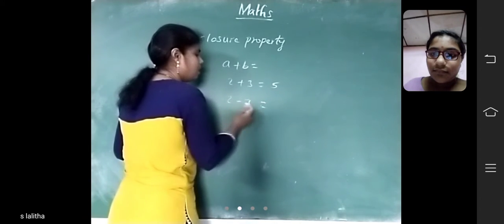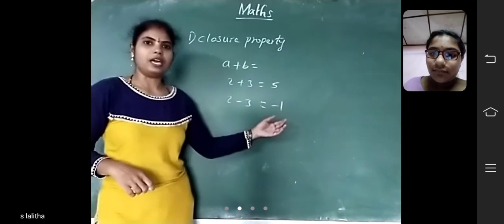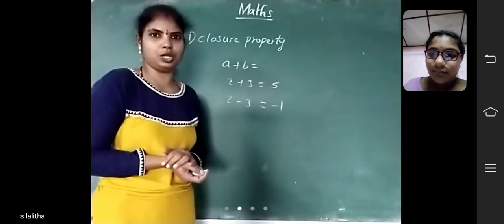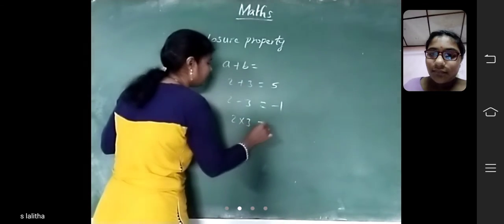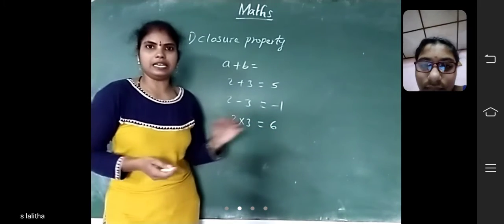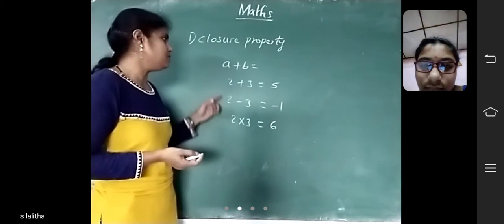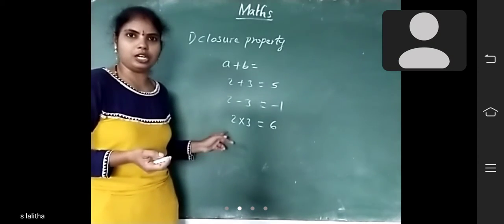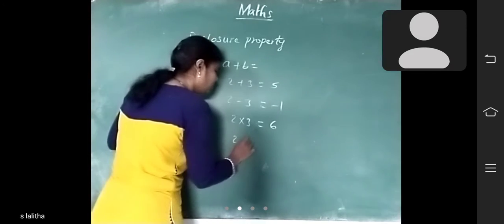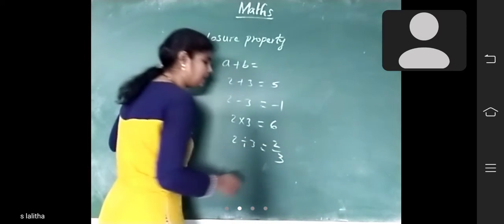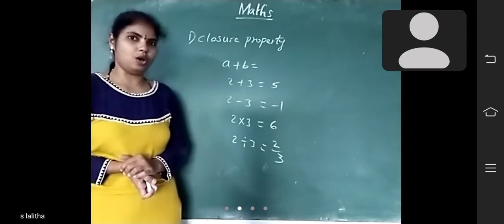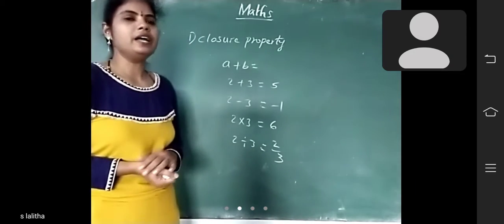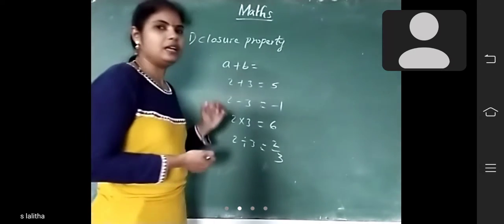Okay. Next, subtraction. 2 minus 3, how much? Minus 1. Minus 1 is also an integer. So it is satisfied under addition and subtraction. And multiplication, 2 into 3, how much? 6. 6 is an integer. Is it satisfied under division, children? 2 divided by 3, can we write it as an integer? No, it is not an integer. So closure property is satisfied under addition, subtraction and multiplication.